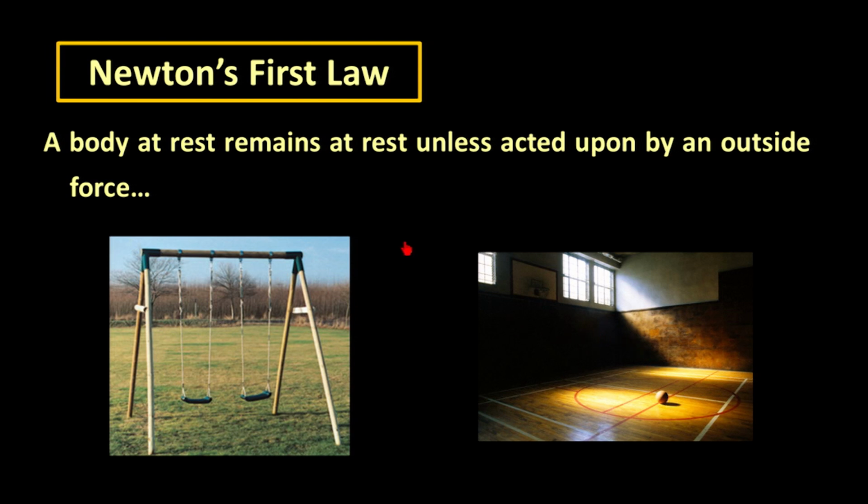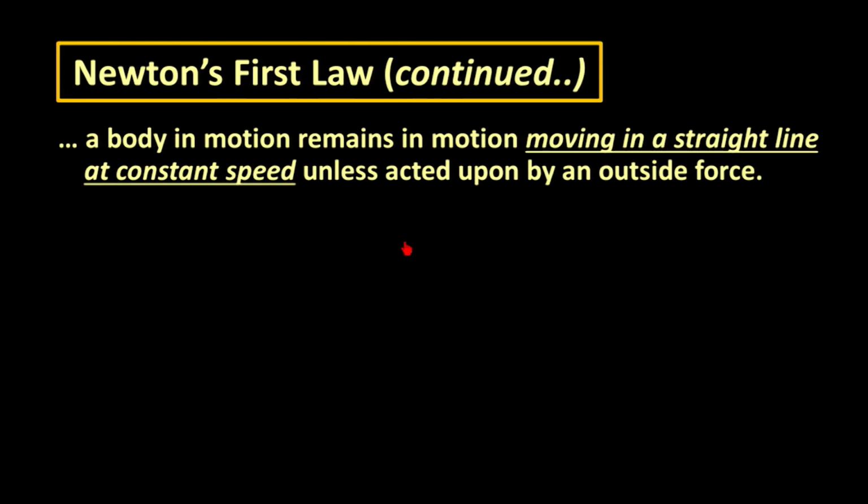But the second part of Newton's first law is the part that was related to what the ancient Greeks had misunderstood. Now here's the rest of Newton's first law. He says, however, a body in motion remains in motion, moving in a straight line at a constant speed, unless acted upon by an outside force. Now, I have purposely underlined this portion because this is the portion that many people mistakenly leave out, and it is the most critical part of Newton's first law.